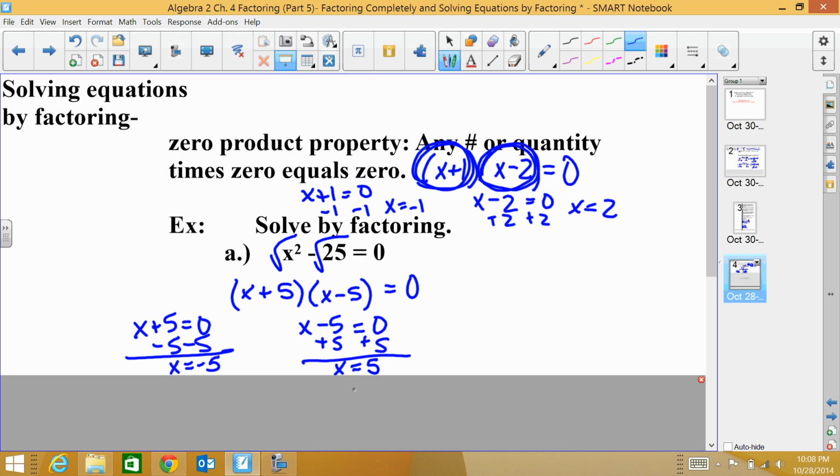Let's check that really quick by plugging it in. If I plug in negative 5 for x, I get negative 5 squared minus 25 equals 0. Negative 5 squared is positive 25, minus 25 equals 0, so that checks out. Then if I plug in positive 5, 5 squared minus 25 is the same thing. It also equals 0, so that is true. That's why I can get two different answers. And they're not always opposites. That just is a coincidence for how this one worked out.